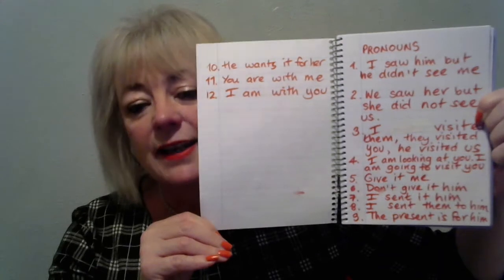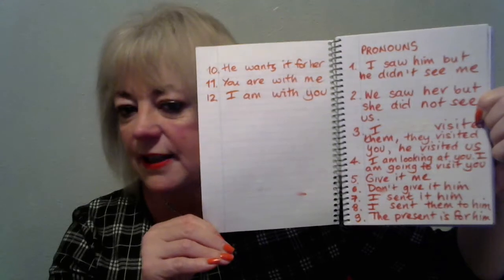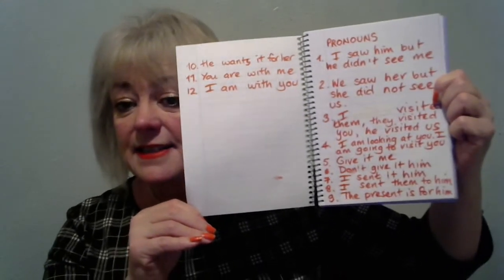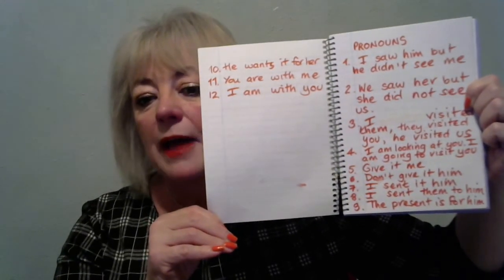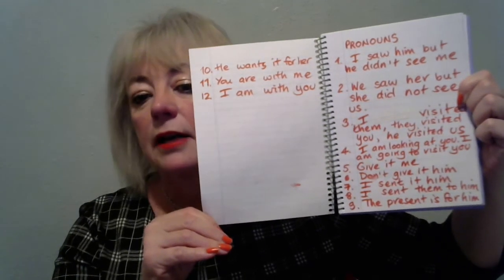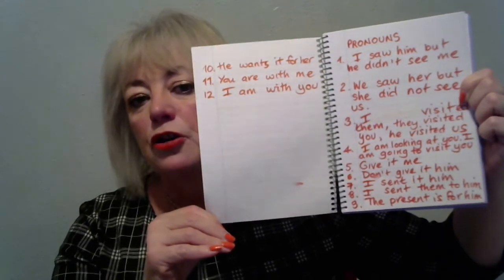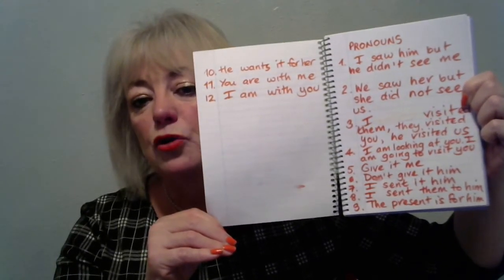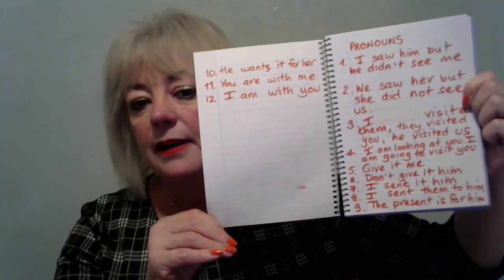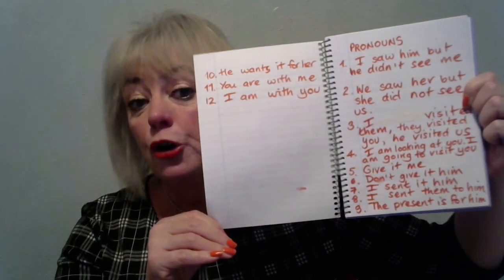Number 5, give it me. Number 6, don't give it to him. Number 7, I sent it him. Number 8, I sent them to him. And number 9, the present is for him. Number 10, he wants it for her. Number 11, you are with me. And number 12, I am with you.